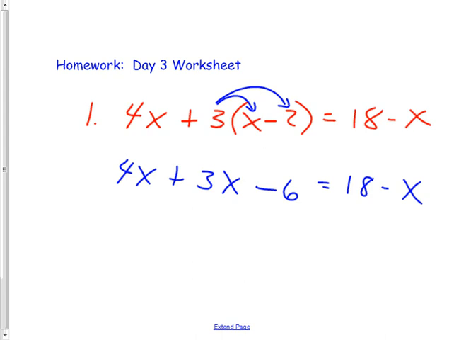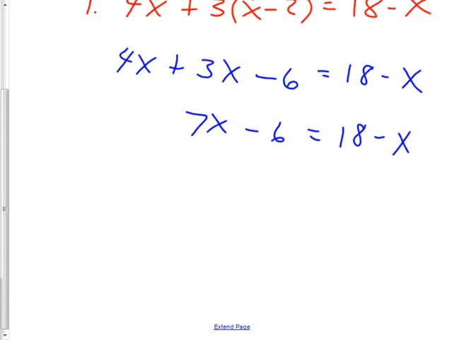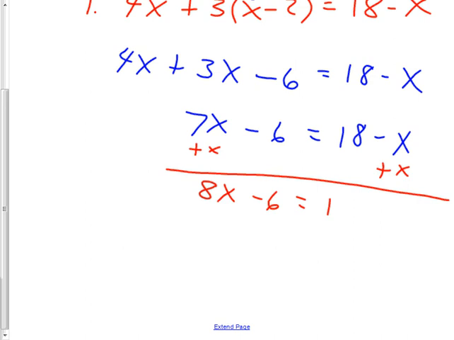4x plus 3x. In fact, if you want to just put them right together and say 7x minus 6 equals 18 minus x, that'd be fine with me. Now, here's an important moment. You've got variables on both sides. A lot of kids get stuck. Which one did I say to get rid of? Smaller one. So we're going to get rid of the minus x. We're going to add x to both sides. And now I'll have 8x minus 6 equals 18.